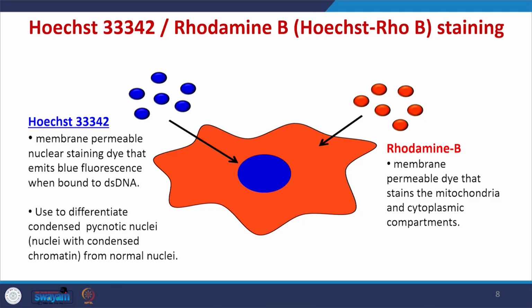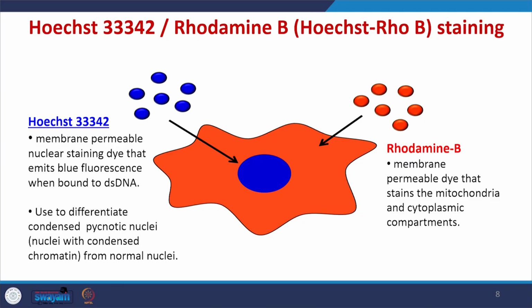But there is one limitation in the AO/EB staining: that staining assay can be done only at the end of your experiment, and if you want to do a time-dependent study, you have to go for the alternate dye, that is Hoechst and rhodamine B. Let us learn about Hoechst and rhodamine B staining.